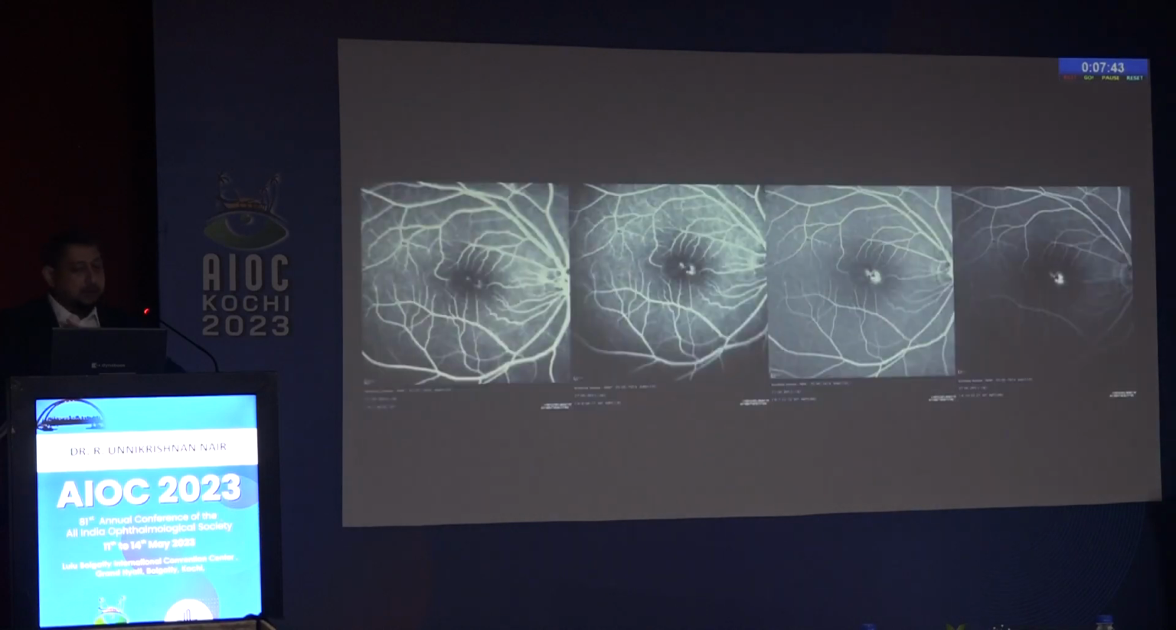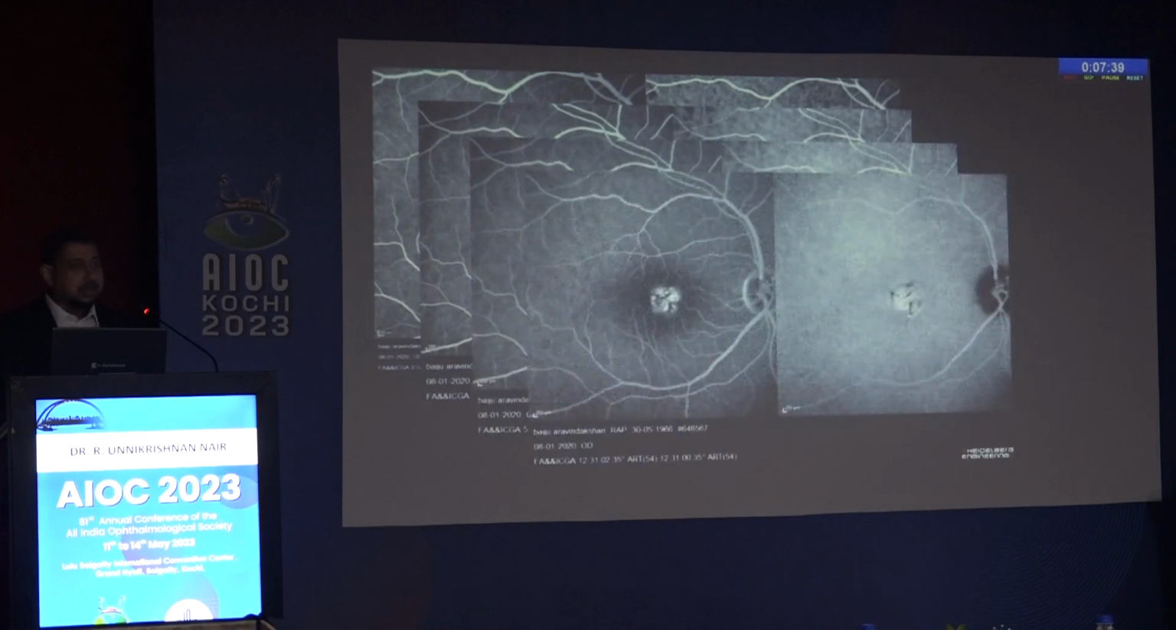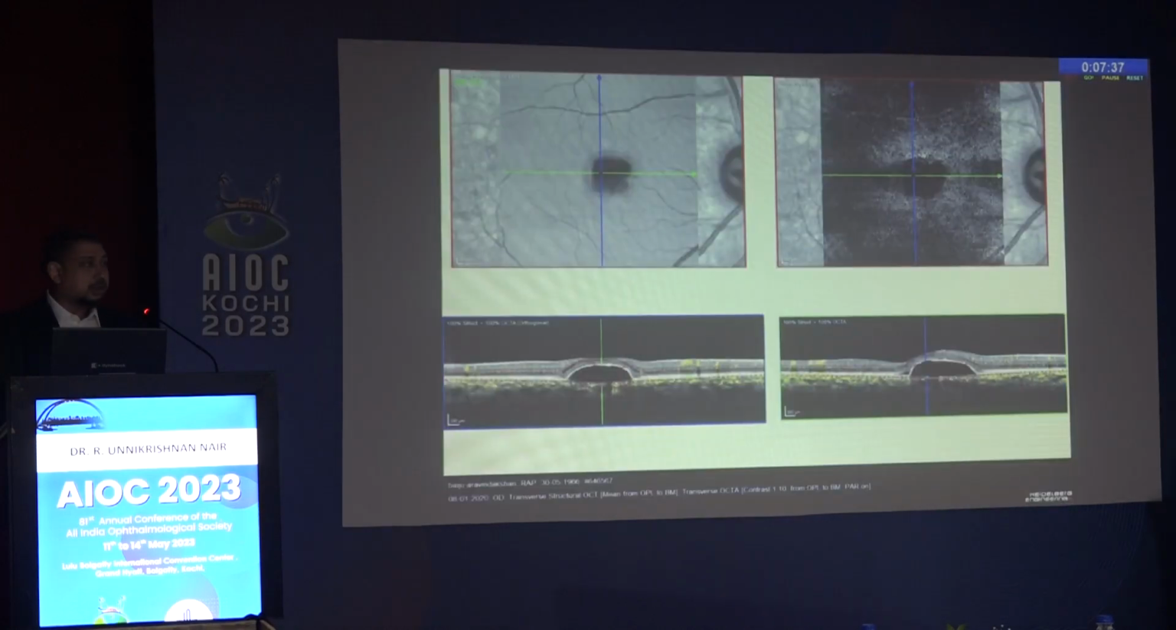So type 3, I am not going to spend time on type 3. Why? Because you see all these features you get on angiography, and this is what you get on OCTA. Sometimes you get a retinal spot, but the characteristics are extremely hidden. OCTA is not the ideal investigation for a type 3.